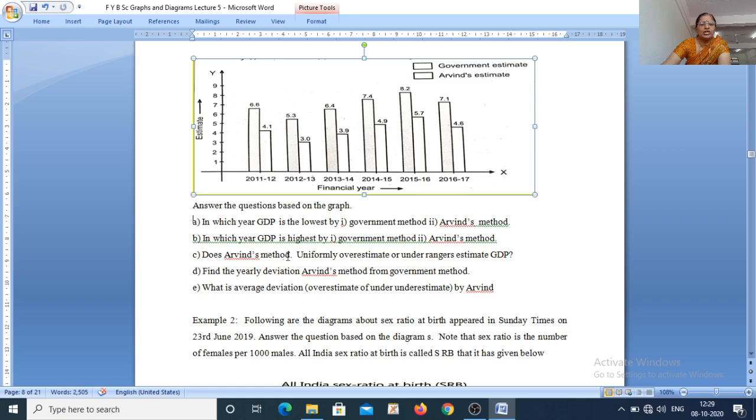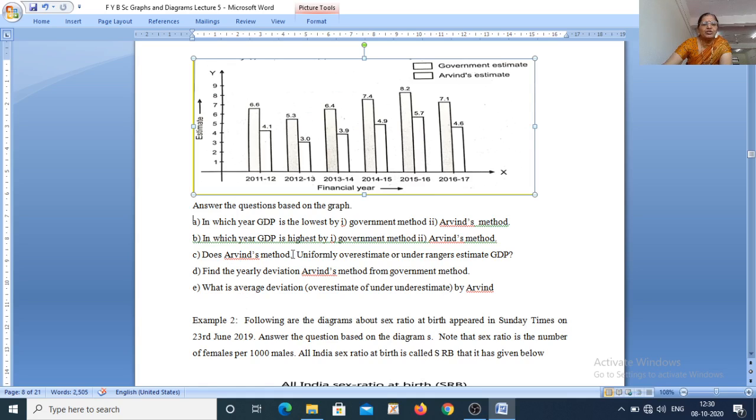What is the next question? In which year is GDP highest by the government method and by Arvind's method? Now here the first bar shows the government's estimate and the second bar shows Arvind's estimate. So in this case the highest GDP is in the year 15-16 by the government method, and by Arvind's method the highest GDP is in the year 15-16 only, because the value is 5.7.